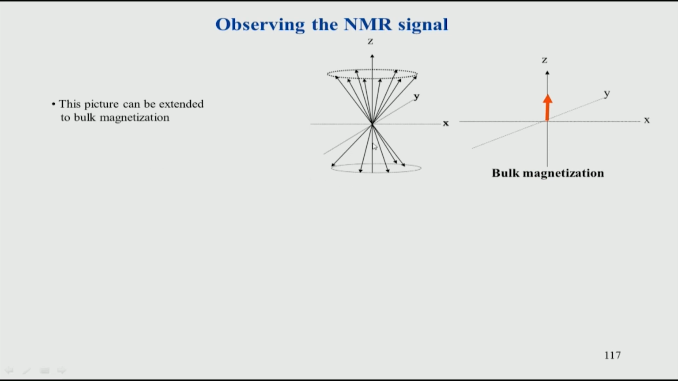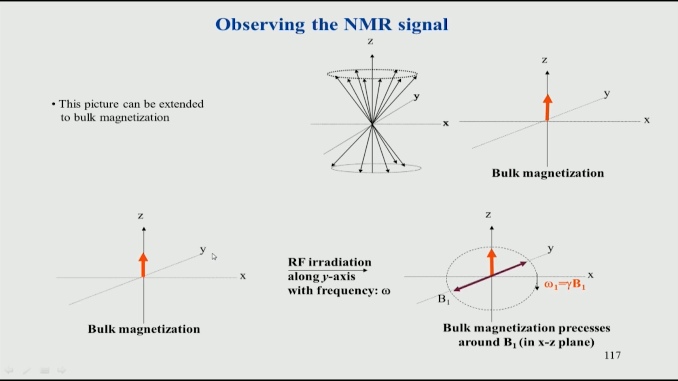So, this is what happens if you look at the bulk magnetization, where you have all the spins together. Remember, we saw that we get a net magnetic vector which is shown here in the red color. So, we apply RF radiation, suppose we apply it along the y axis. In the rotating frame the spin is now static, and then it starts tipping or moving around the y axis.